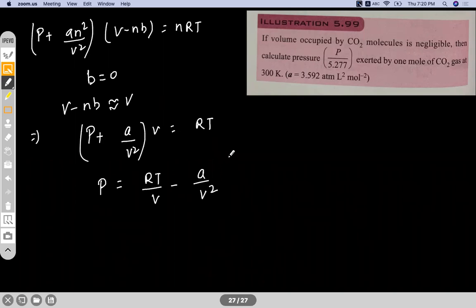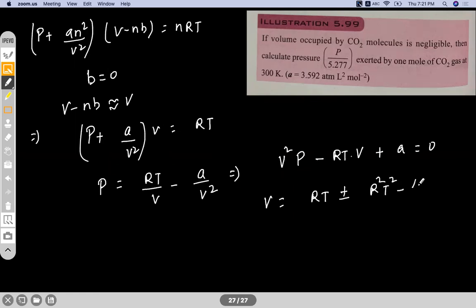Okay, you will get a quadratic in V. Multiply both sides by V square, so you'll get V square into P minus R into T into V plus A is equal to 0. So V is equal to minus B, that is RT, plus minus root over B square, R square T square, minus 4AC, so 4A into P, divided by 2A, right? 2 times P. This is the quadratic equation we'll get.